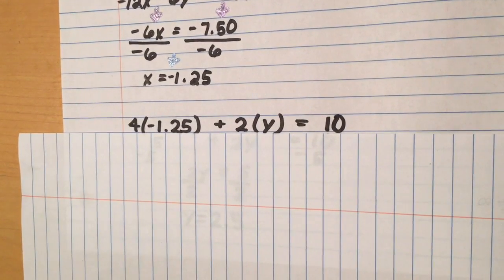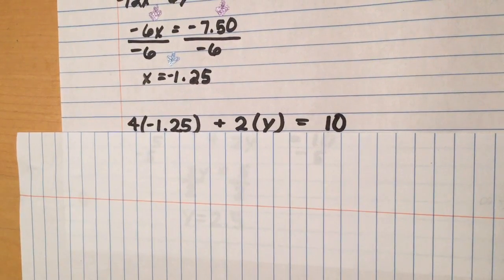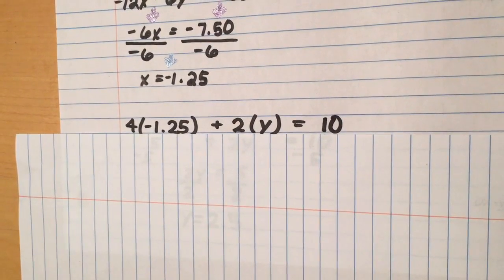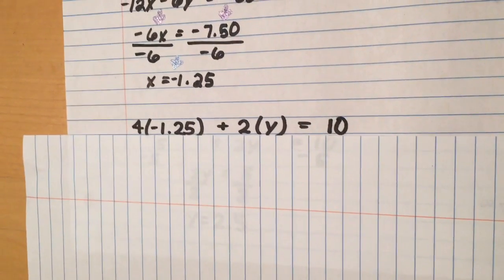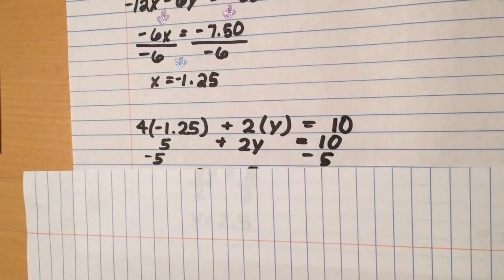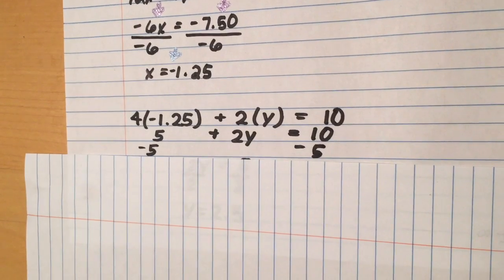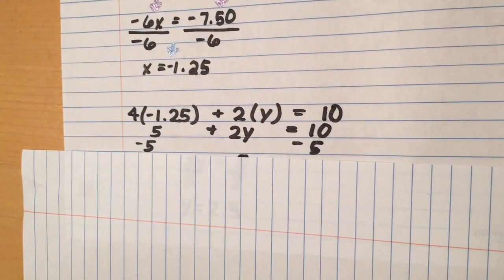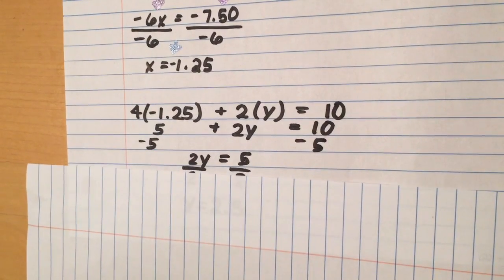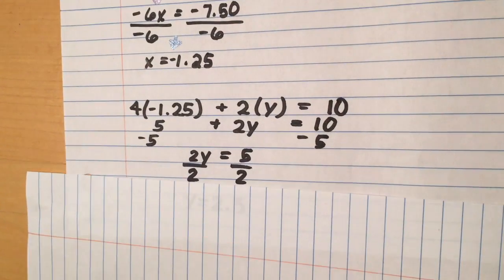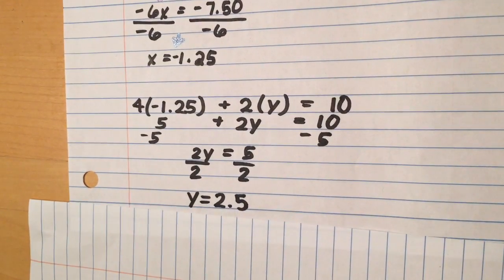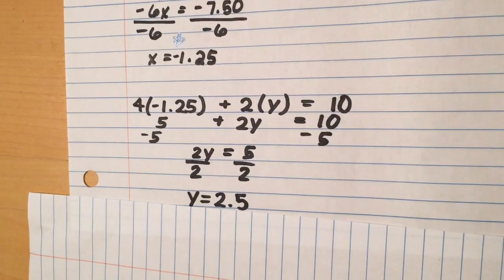Moving on to the next equation, we are going to substitute negative 1.25 for x, giving you 4 times negative 1.25 plus 2y equals 10. The product of 4 times negative 1.25 is 5, plus 2y equals 10. You're going to subtract 5 from both sides, giving you 2y equals 5. Then divide both sides by 2, and you get the final answer of y equals 2.5.